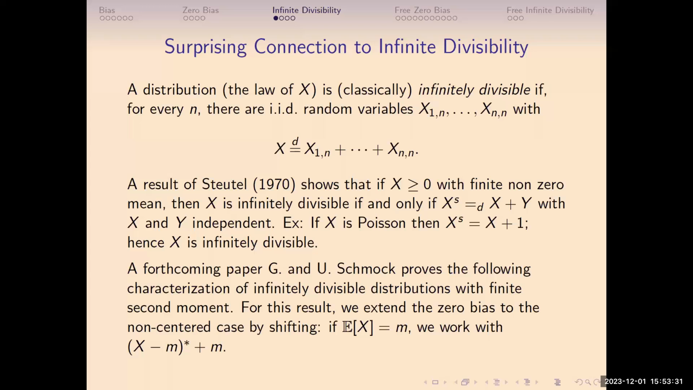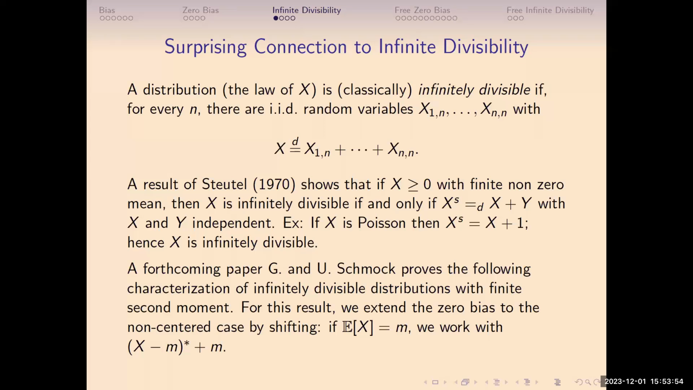Okay, interesting. So for example, we already know that the Poisson is the fixed point of the size bias, X plus one. The size bias is X plus one. And since the one is independent of everything, this is a short proof that the Poisson is infinitely divisible.